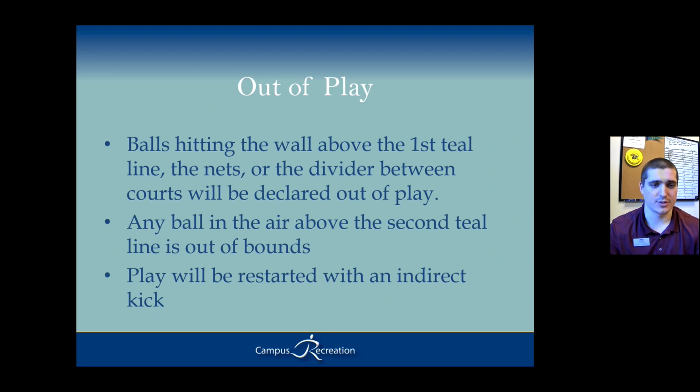When we are out there, you'll see above the court, around its perimeter, there's 2 teal lines. There's the first line, and if the ball hits a wall above that first line, or if it hits one of the nets that's on the benches or the divider between the 2 courts, we're going to declare those out of play. If the ball simply goes up above the first line, doesn't quite reach the second teal line, then that's still in play. However, anytime the ball, regardless if it touches a wall, goes above the second teal line, we're going to blow that out of play as well.